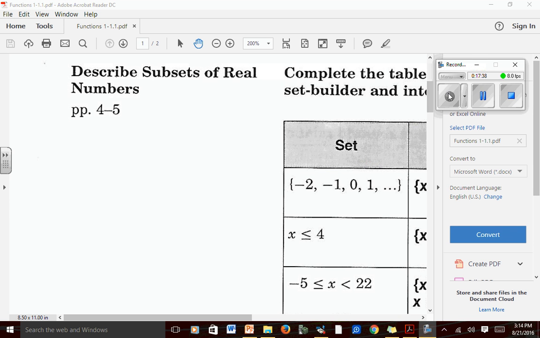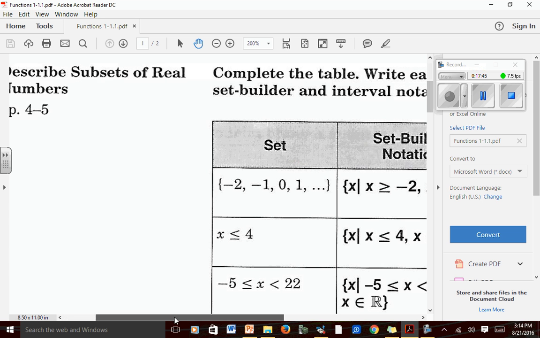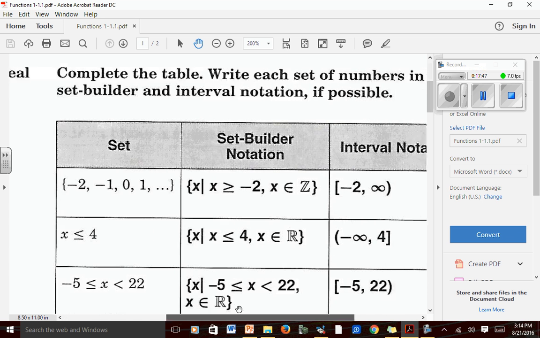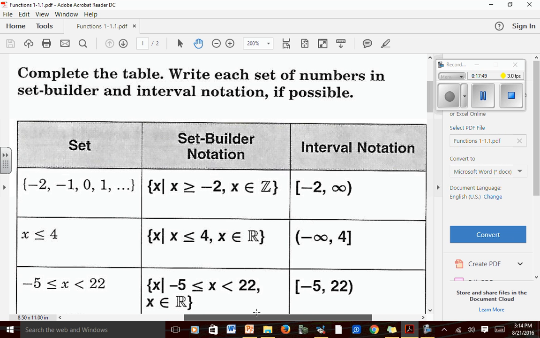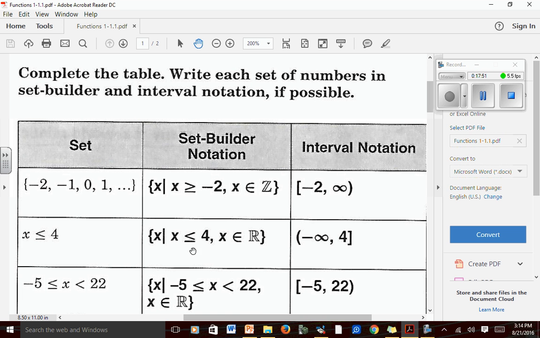Are you ready? You must be, because you're hearing me talk. So I'm going to scroll over and you get to see here the first few where you got the set builder notation and the interval notation. So x such that x is greater than or equal to -2. X is a part of the set of Z, what's Z? You tell me. Yeah, okay, sure. And then the interval notation beside it.